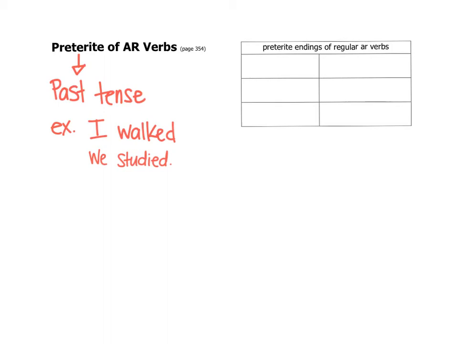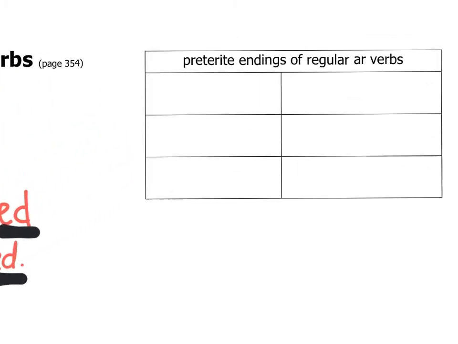So the preterite of AR verbs, the word preterite just means past tense. And so right now we're going to look at just AR verbs. So I gave two examples in English. I walked, we studied. In English, the past tense is pretty much shown by that ed ending that I just underlined. In Spanish, what we're going to do is learn those endings right now. Just like we've learned how to conjugate a regular verb, now we're going to learn how to conjugate in the past tense. So let's go look at your T chart, the box that you have.